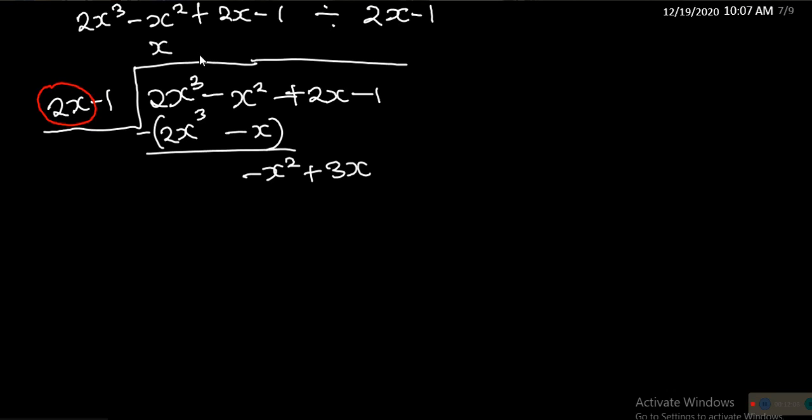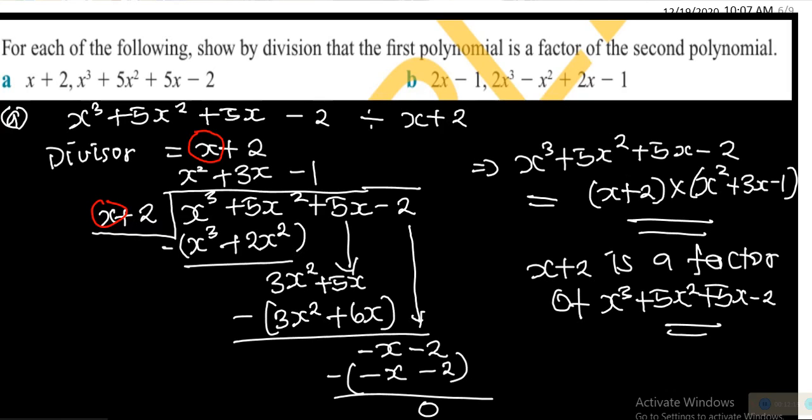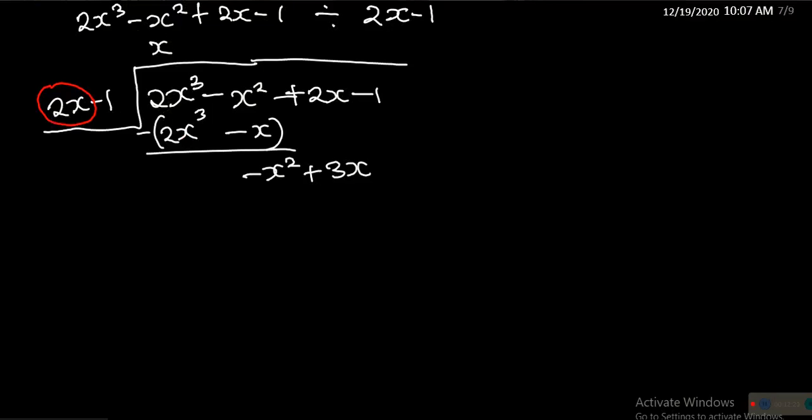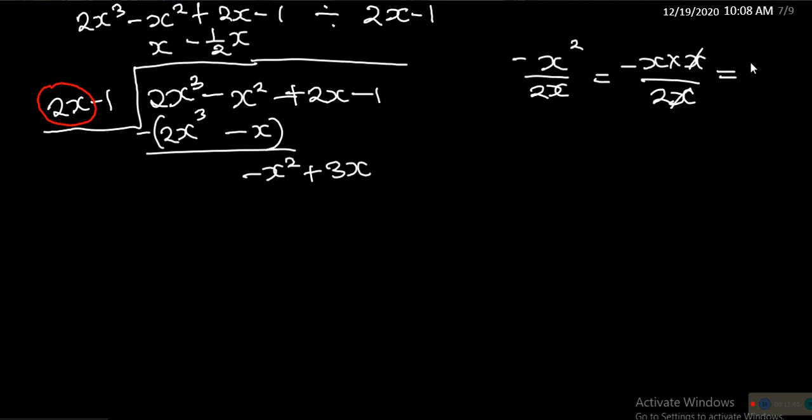So if we divide this now, 2x and minus x squared, we're going to have, let's check what we have there. Did I copy this correctly? 2x cubed minus x squared plus 2x minus 1. Yeah, correctly copied. So 2x in minus x squared will give us minus 1 over 2x, because this is just like saying minus x squared all over 2x, which is minus x times x over 2x, and if x cancels x, we have minus 1 over 2x.